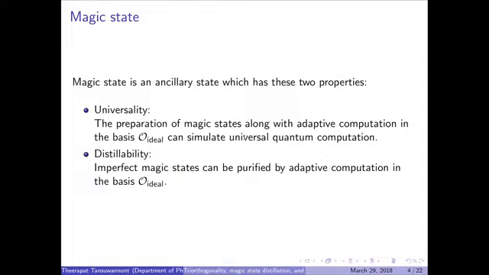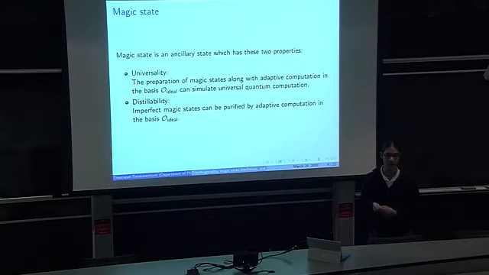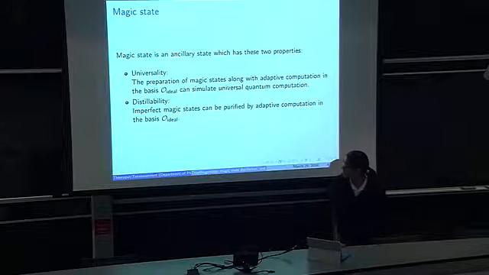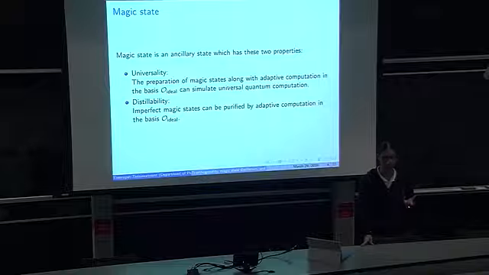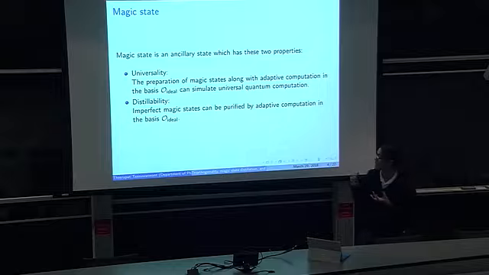Actually, the magic state is an ancillary state which has two properties. The first property is called universality, which means the preparation of magic states along with computation in the basis of O ideal can simulate universal quantum computation. Another important property is called distillability, which means if we have an imperfect magic state, we can purify it using only operations from O ideal.